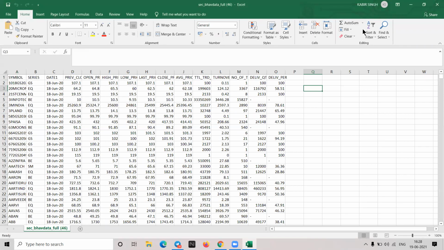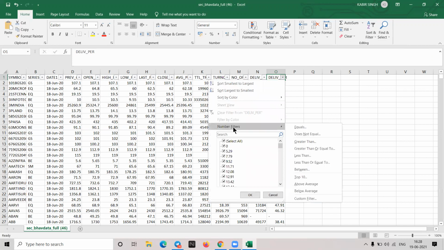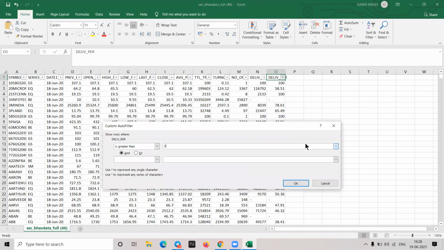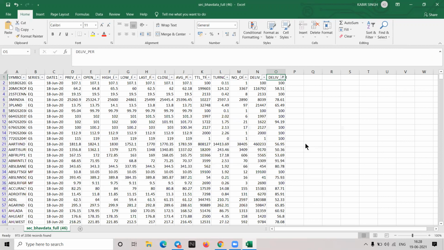Just go to this here. Go into filters. Okay. And then you can filter it out. Or you can also just click here and press Ctrl Shift L. Directly it will apply the filters. So here what you have to do, one filter is like greater than 50%. This is delivery percentage here.